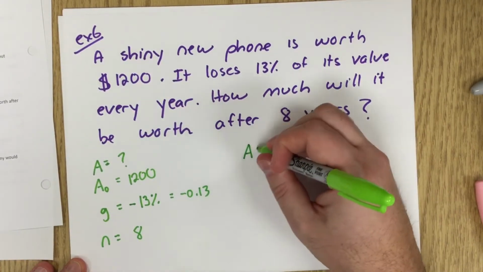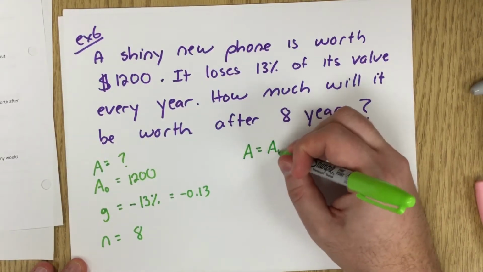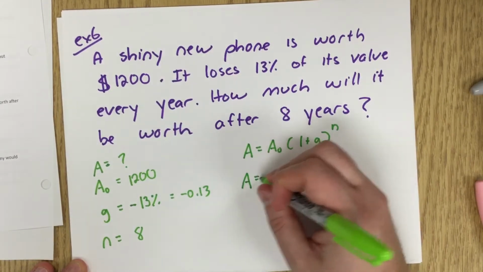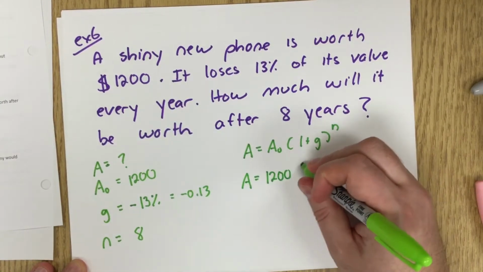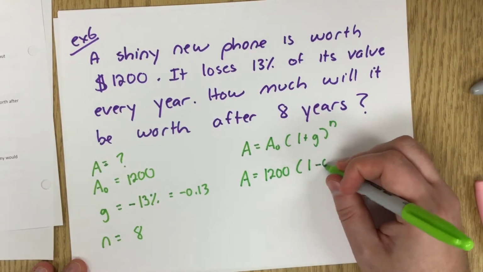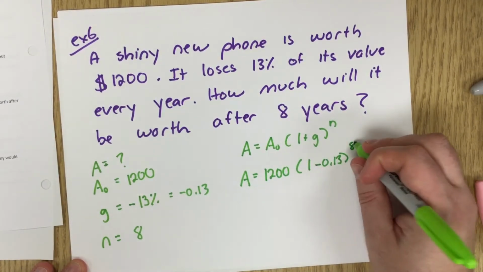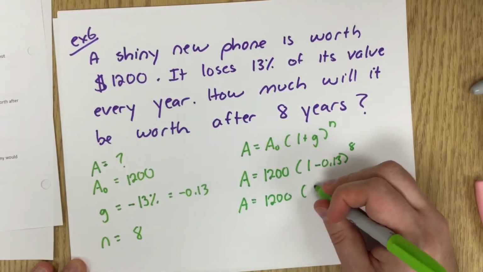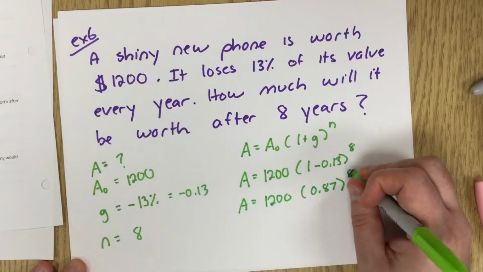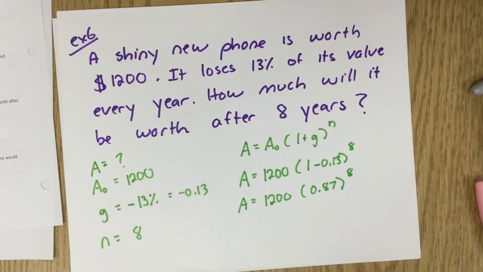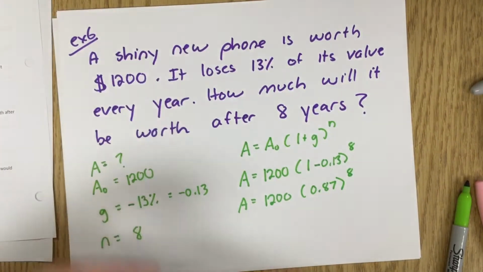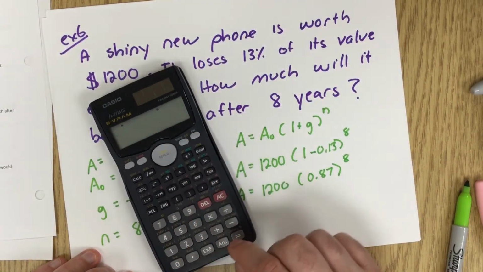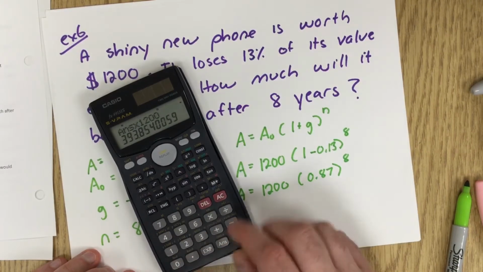So the amount is going to be, remember, A equals A naught times 1 plus g to the n. So it's going to be 1,200, but the g here is now negative 0.13, which means it's going to be 1,200 times 0.87 to the 8th. It's going to be worth 87% of its value 8 times. That's what it means when you're losing 13% every year. So 0.87 to the 8 times 1,200.